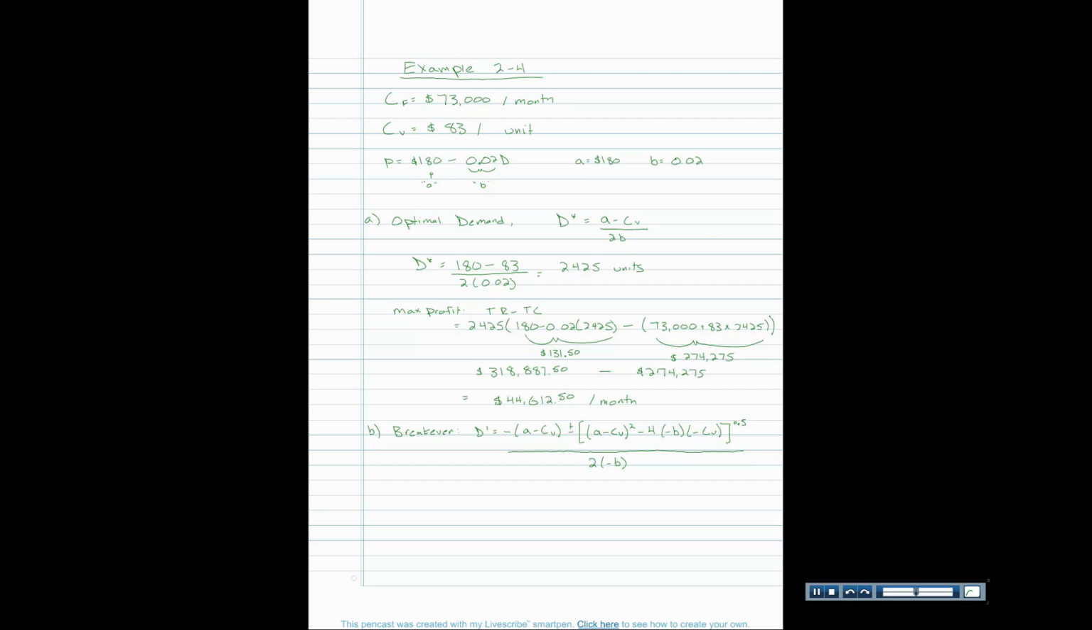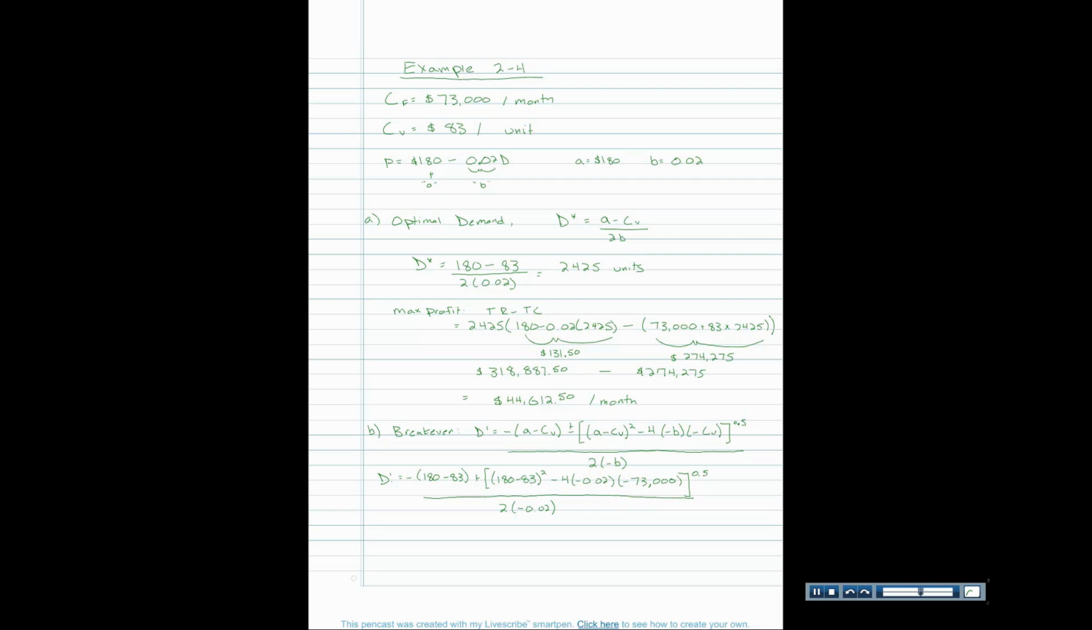No, you're not going to have to memorize that formula for the exam, but you should know what it means and how to use it. So let's find those break-even points. If we substitute in the values, it's going to be negative 180 minus 83 plus, for the first root, the square root of 180 minus 83 squared minus 4 times negative B, so 0.02, negative C sub F, 73,000, and divided by 2 times negative B, so negative 0.02.